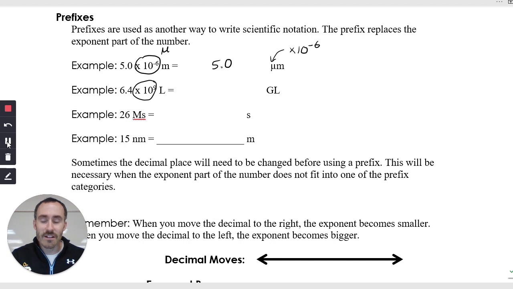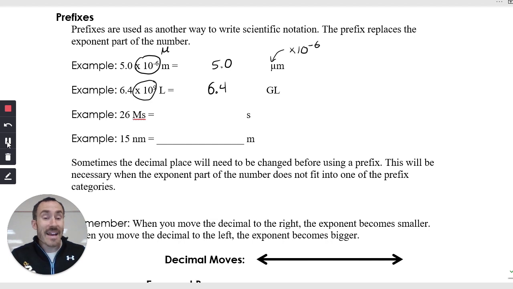Okay, now we're good? So, 10 to the power of 9. It matches with giga, right? So if you look up the G, it'll say 10 to the power of 9. And so then you can just put in 6.4. So 6.4 gigaliters is 6.4 times 10 to the 9 liters. Giga means times 10 to the 9.